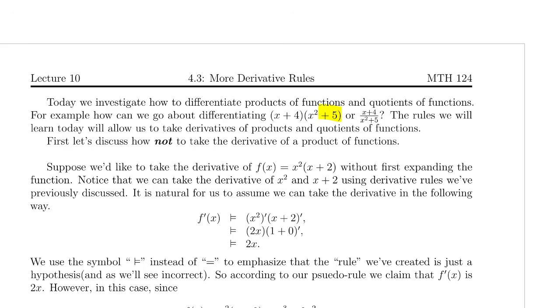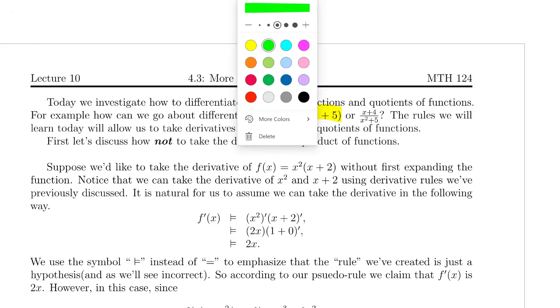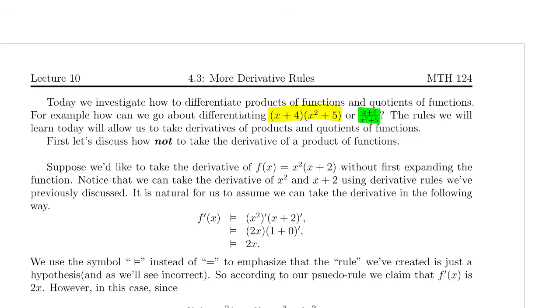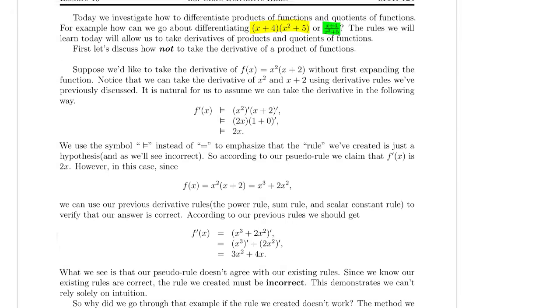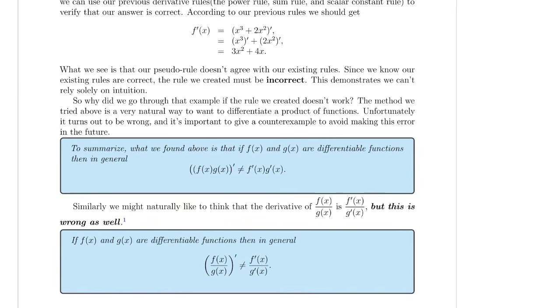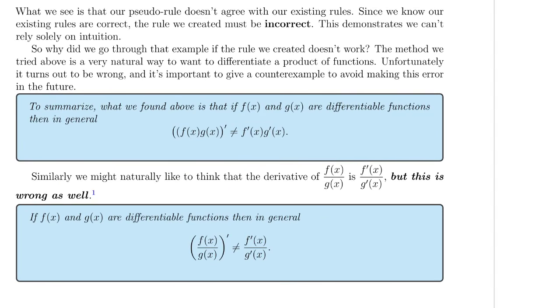So if you had something like this and you wanted to differentiate it, the product rule will tell you how to do that. Similarly, if you have something like this quotient here, the quotient rule will tell us how to deal with that. Intuitively, we might think that we should be able to do what we do with addition, and that is to just apply the derivative to each factor in a product. And similarly, we might think we would be able to apply the derivative to each function in the quotient, in the numerator and the denominator. But in fact, that's not the case.